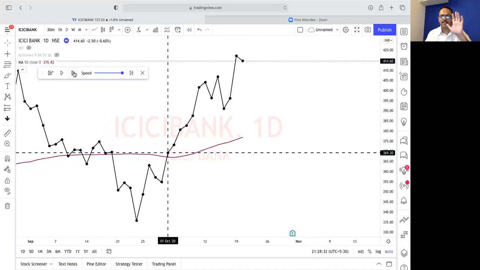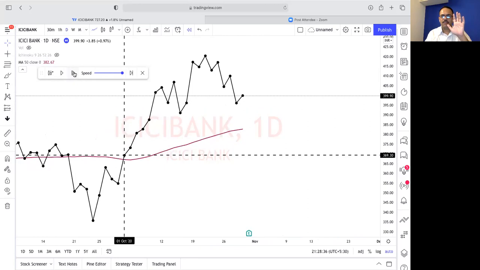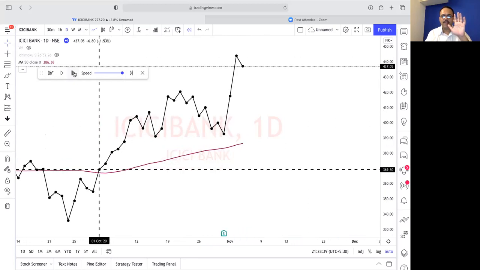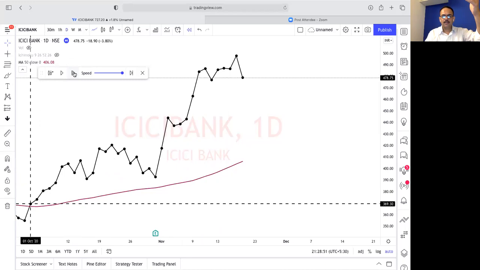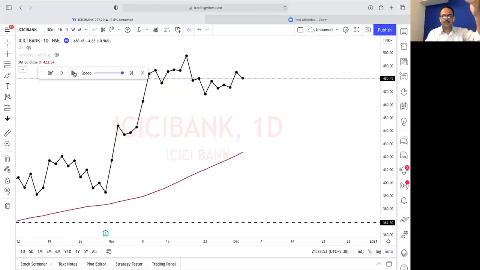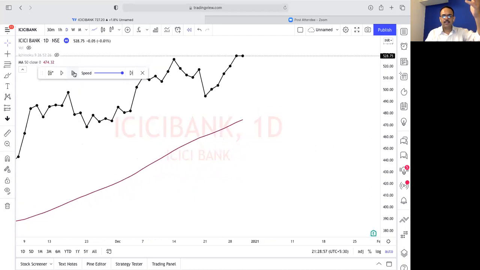So we will keep that share with us as long as it is above the 50-day moving average. Is the close still above the 50-day moving average? Yes. Okay, so we are still keeping it. I'm running it.